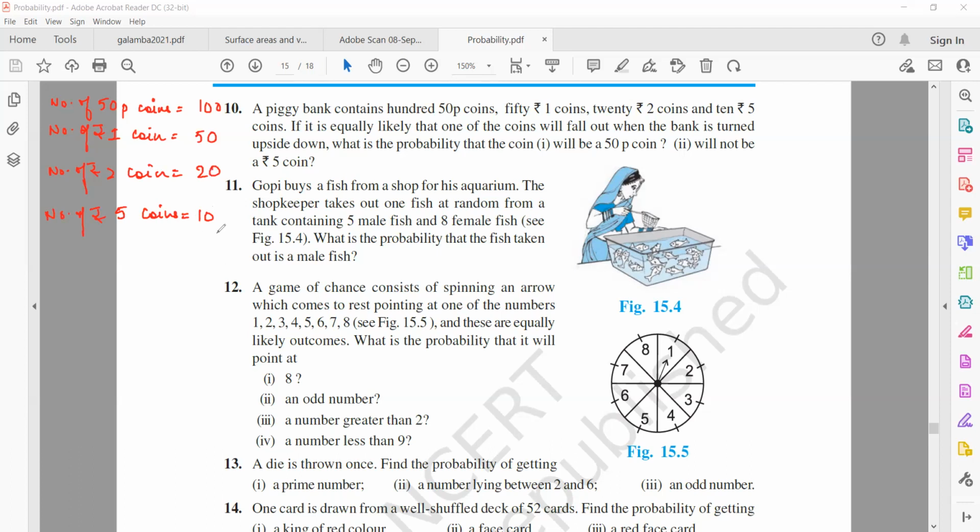So how many coins are there in total in the bag? I think 180, right? 50 plus 20 is 70, plus 10 is 80, and 100, 180. So these are the total number of coins. He is saying that the events are equally likely in this case. There are equal chances of getting every kind of coin here. So the probability of a 50 paisa coin: my favorable outcomes are how many? 100. Please write the formula, okay? I'm not writing it again, but you have to write it in every question. So favorable outcomes are 100 and total possible outcomes are 180. To bring it to simplest form, the 10 cancels out, 10 by 18, which is equal to 5 by 9.